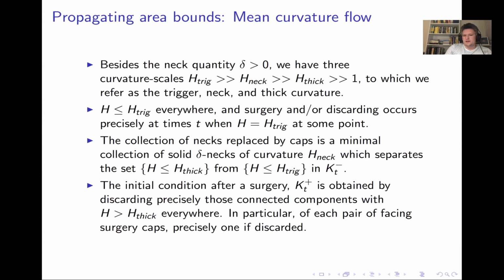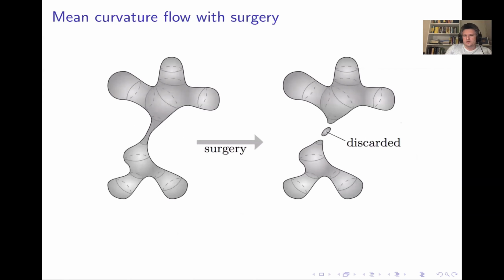And basically, I'm going to discard the regions where the mean curvature is bigger than the thick. So, for example, here, once I replace the neck by these caps, I get 3 components. But here I have a component where the curvature is in the scale of the neck, right? So in this component, everywhere the curvature is bigger than the thick. So I'm going to just throw it away.